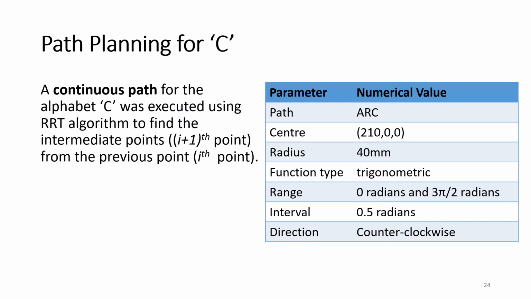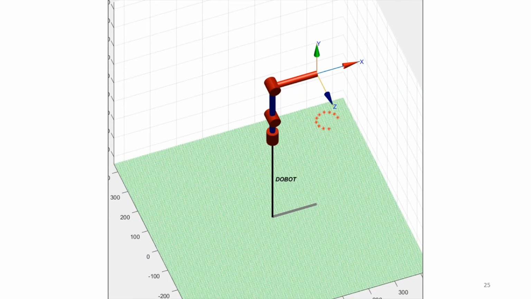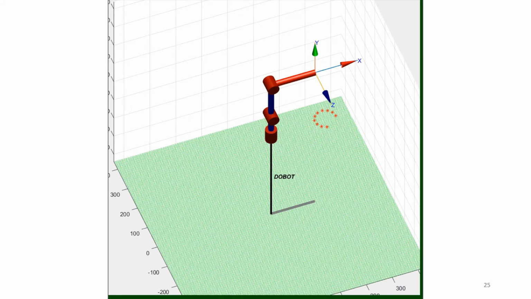The actual path for alphabet C is executed as an arc in counterclockwise direction using trigonometric functions from 0 radians to 3 pi by 2 radians with an interval of 0.5 radians. Simulation of the manipulator executing C path is shown.